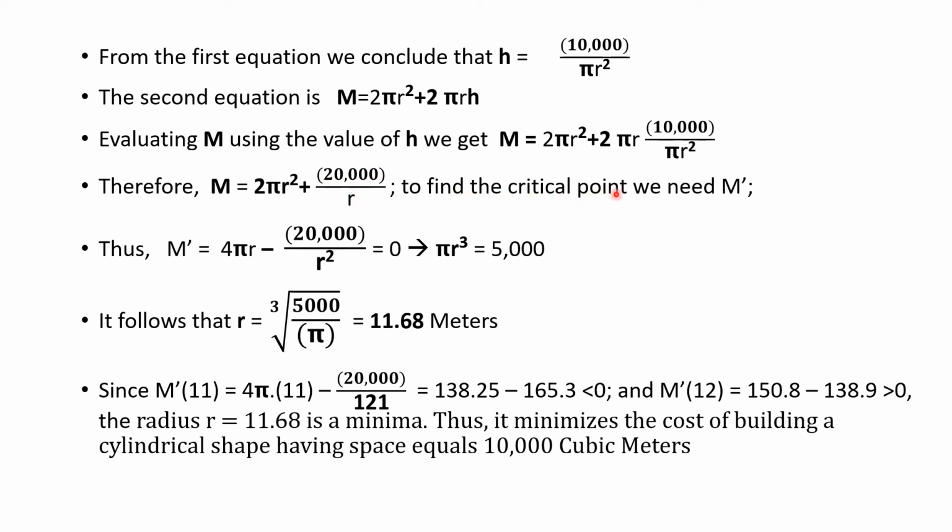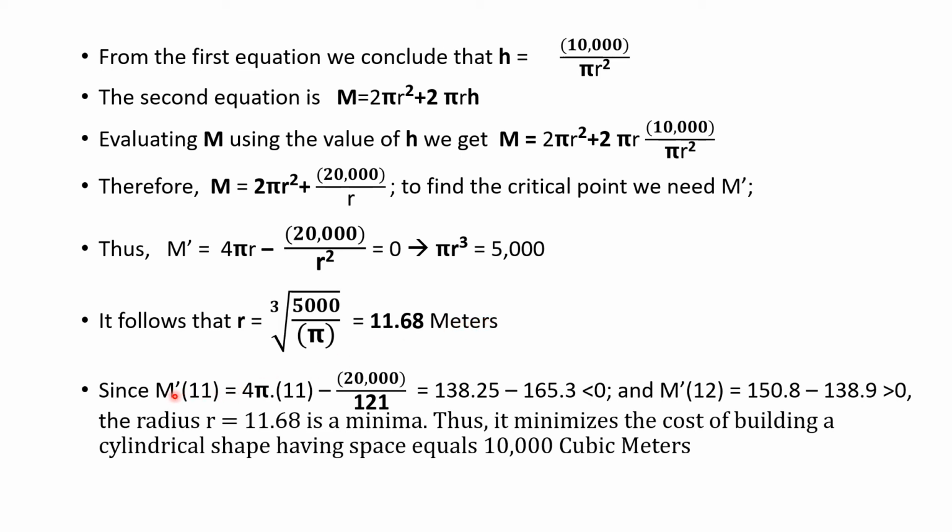To find the critical point, we need to find the derivative of M. So the derivative of M is going to give us 4 pi r minus 20,000 divided by r square. And we have to equate it to 0 to find the critical points. And if we do so, we will find pi r cube equal to 5,000. So r is equal to the cubic root of 5,000 divided by pi. That's going to give us about 11.68 meters. That's the radius of the building.